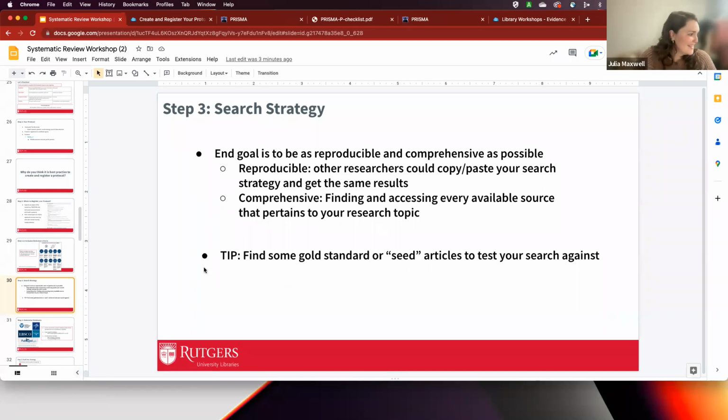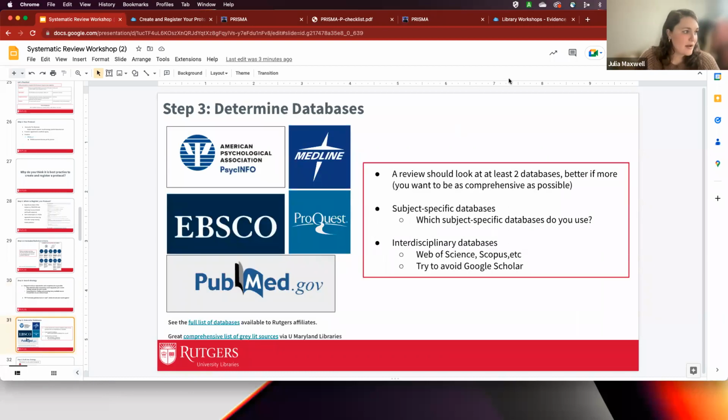Cool. Okay, I want to talk a little bit about databases. The next step is to determine what databases you want to use. I've screenshotted a bunch of database logos here. Hopefully, or I'm sure definitely, all of these look familiar to y'all.